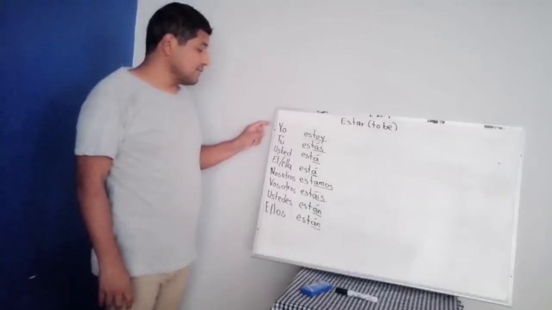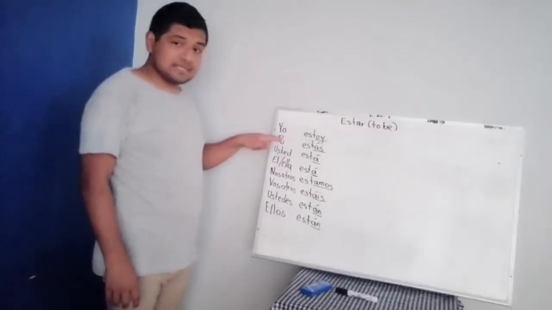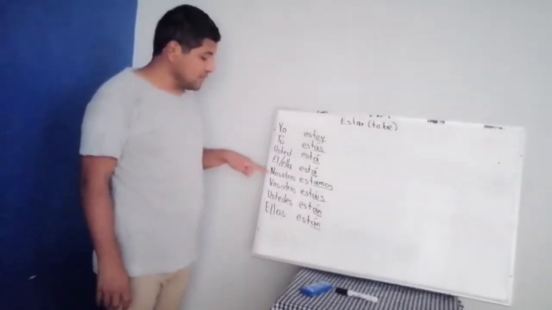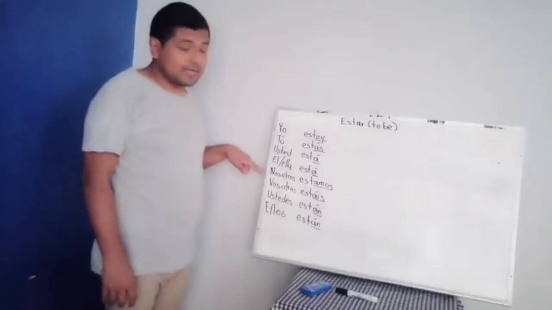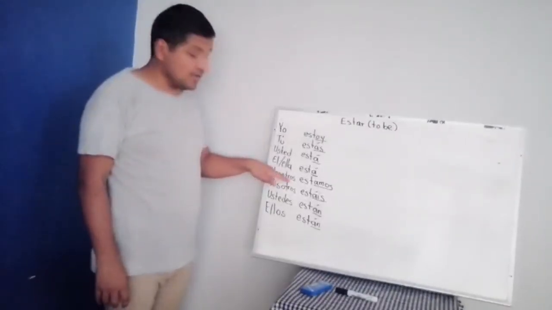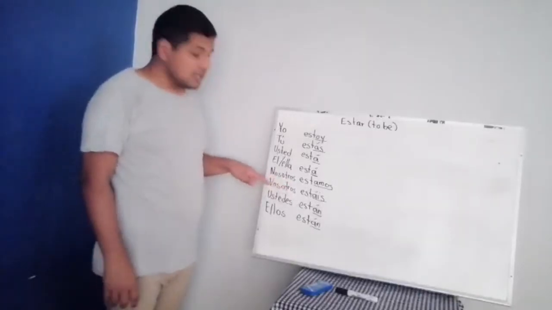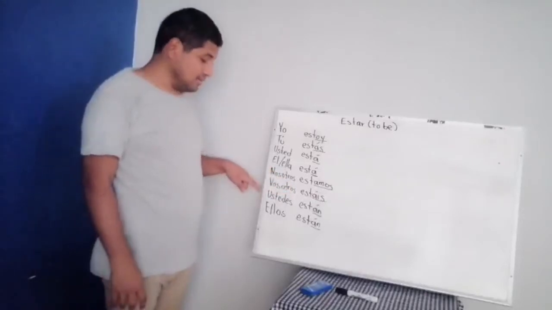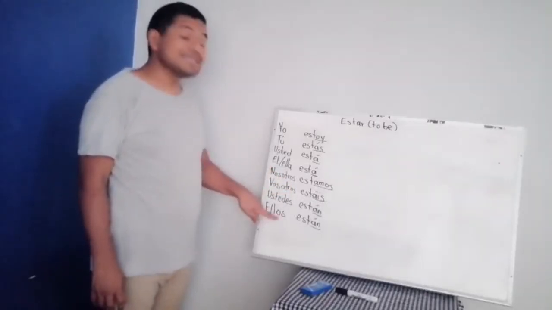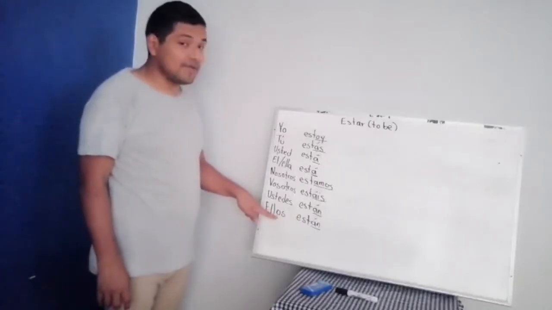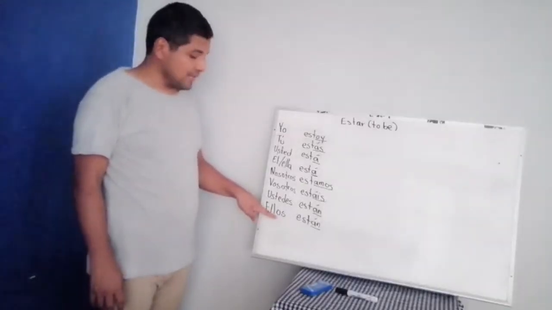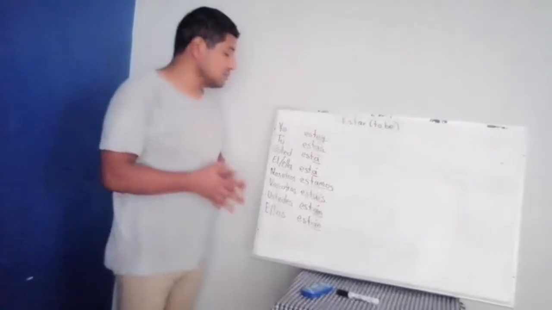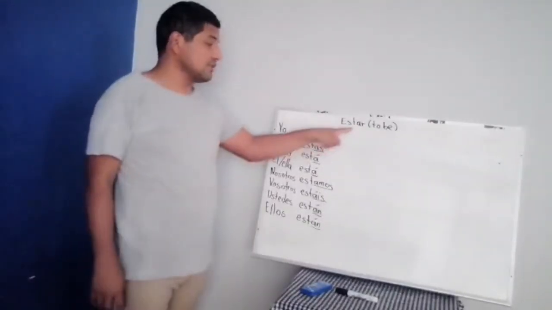So now we have yo, tú, remember that accent, the tilde, usted, él, the tilde as well, ella, nosotros, the feminine way is nosotras with a instead of o, vosotros, the feminine way is vosotras, ustedes, ellos, the feminine is ellas, with an a instead of o. Okay, now we are going to continue with the conjugation of the verb estar.